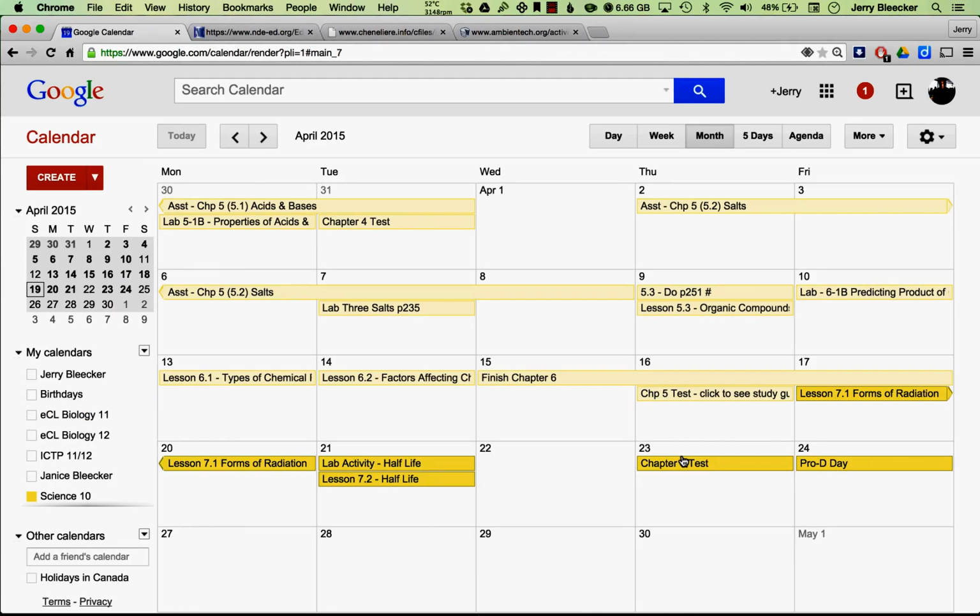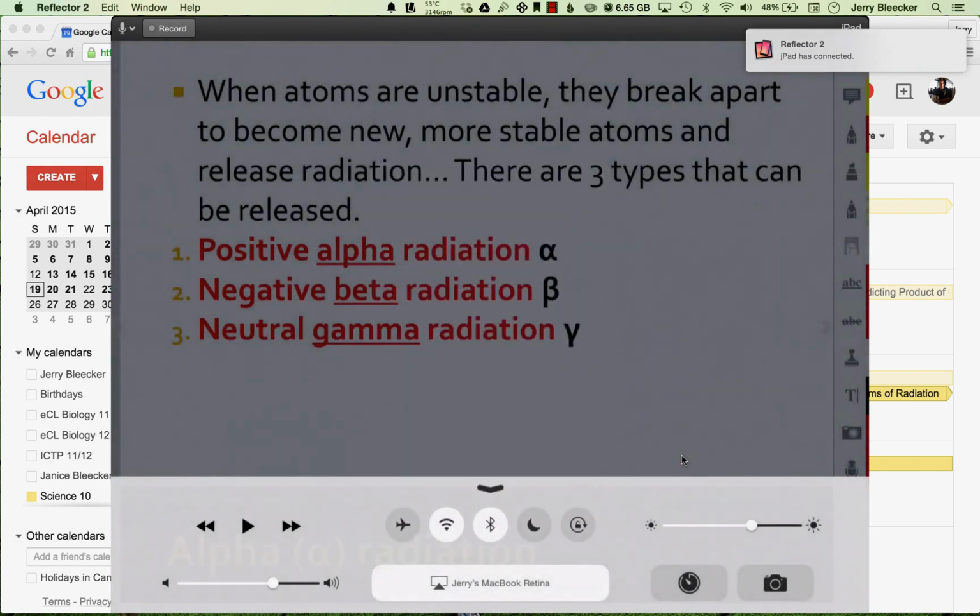Okay, so without further ado, what I like to do when I do these lessons is work off an iPad here, and I'm just going to turn on mirroring for a moment. Here we go.